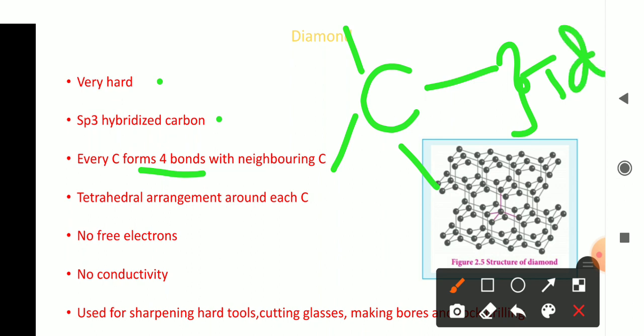Tetra means 4. Since carbon forms 4 bonds with the neighboring carbon atoms, we can say that it has a tetrahedral arrangement of carbon atoms. Here there are no free electrons because all the 4 valence electrons are involved in bonding. So there are no free electrons, so it is a bad conductor of electricity. Okay, then look at the next point.